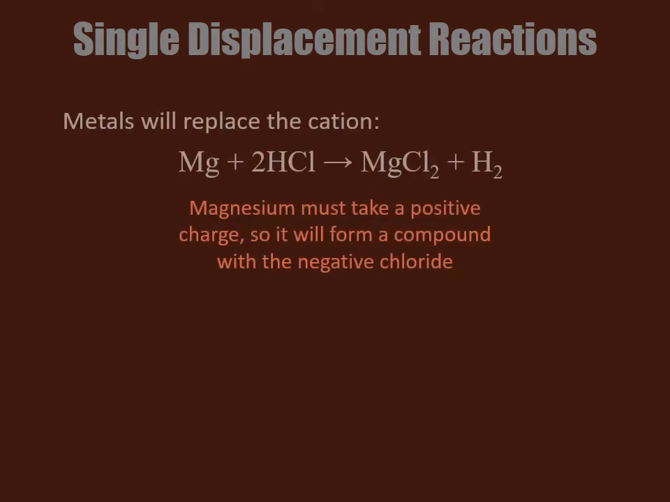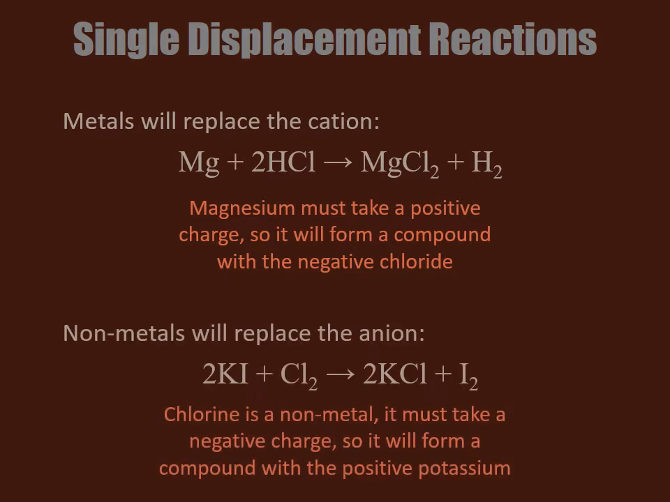Metals will replace the cation. Magnesium must take a positive charge, so it will form a compound with a negative chloride. Nonmetals will replace the anion. Chlorine is a non-metal. It will take a negative charge, so it will form a compound with a positive potassium.